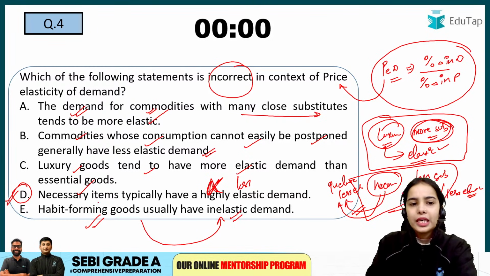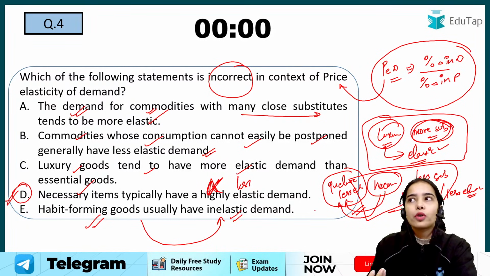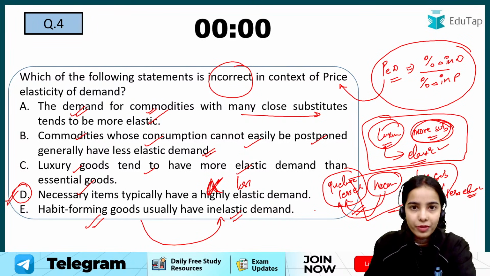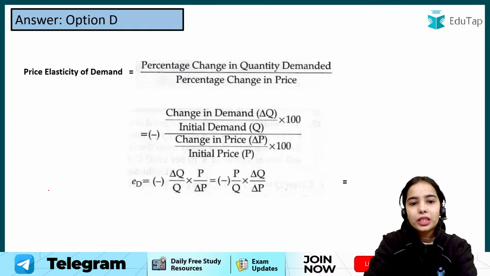Okay, habit forming goods, they have inelastic demand. This is also correct, that habit forming goods also have inelastic demand, its demand cannot change easily, like cigarettes or alcoholic products and such. If a habit has been formed, demand will not change easily, so inelastic demand is there. Okay, so all the other statements are correct, only the D was incorrect.